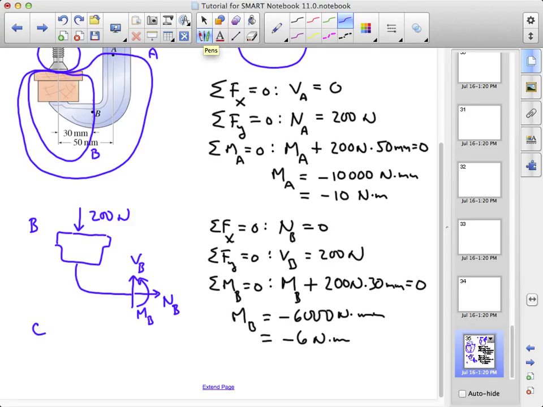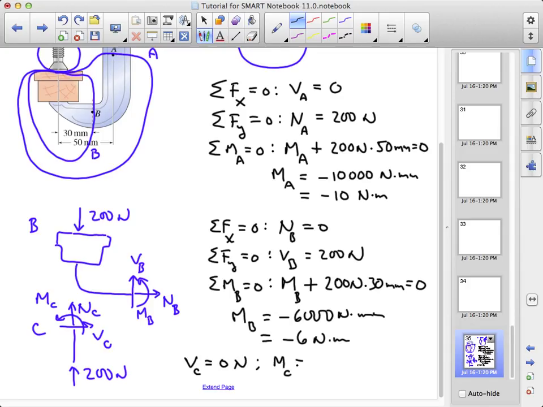Finally, at C, we have a relatively simple situation. We have the threaded member subjected to a 200 Newton force from below, and our normal, shear and bending moments at C will look like this. And we can see from this free body diagram we're going to get a very simple result. Force equilibrium in the x direction is going to give us that the shear force C is 0. Moment equilibrium about C is going to give us that MC is 0 Newton meter. And finally, axial equilibrium is going to give us that the normal force at C is minus 200 Newton.